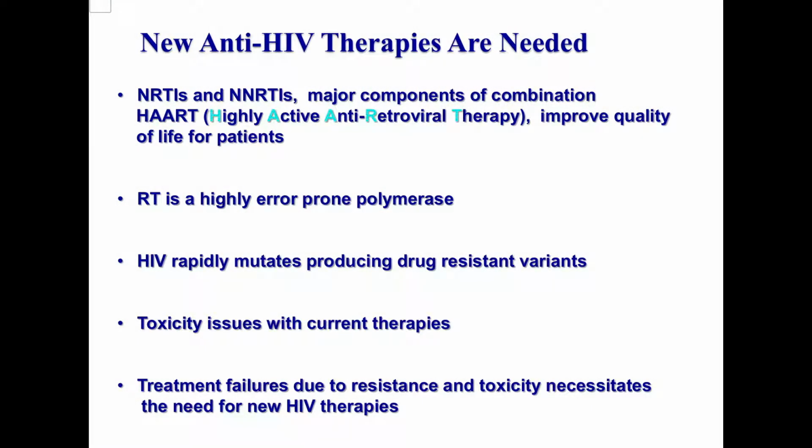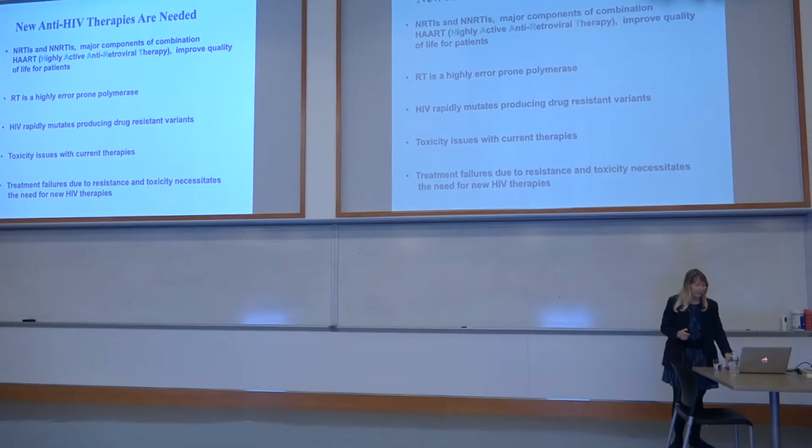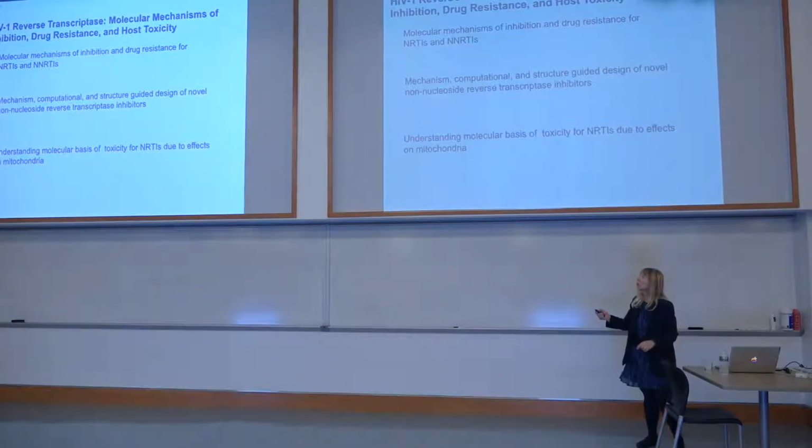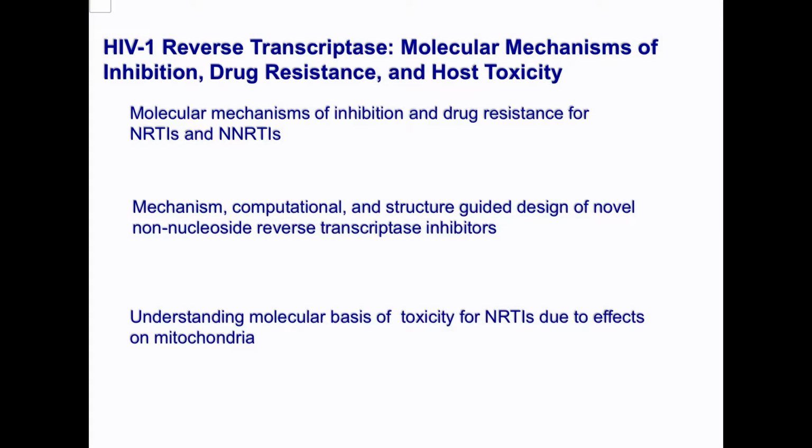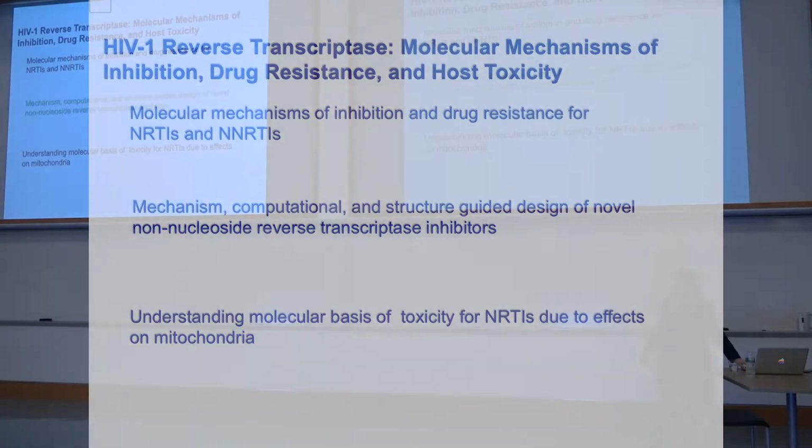So there are certainly toxicity issues that are associated with the current therapies, particularly if you're on the therapies for multiple decades. You start to run into problems. And so these are some of the reasons that we need to develop new therapies. And so our lab is actually working on several different aspects of this in terms of thinking about molecular mechanism, drug resistance, drug design, and also understanding the molecular basis of toxicity. But what I'd like to tell you a little bit about is our work in trying to design new inhibitors.